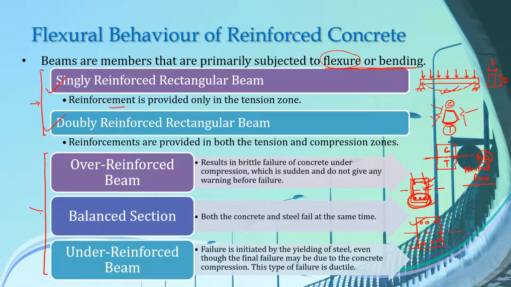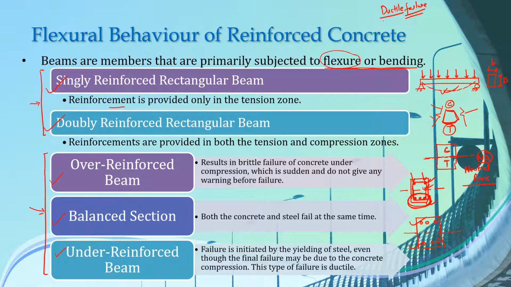Another classification of reinforced beams may be based on the type of failure that may occur, or the precedence of failure that may occur in our reinforced concrete beam. In this classification, we have 3 types: over-reinforced beam, balanced section, and under-reinforced beam. We touched upon this failure a little in our previous lecture, in which we said that we always desire ductile failure.